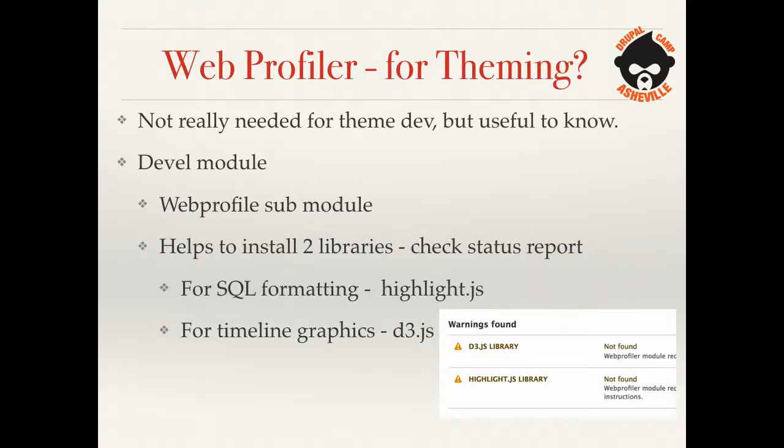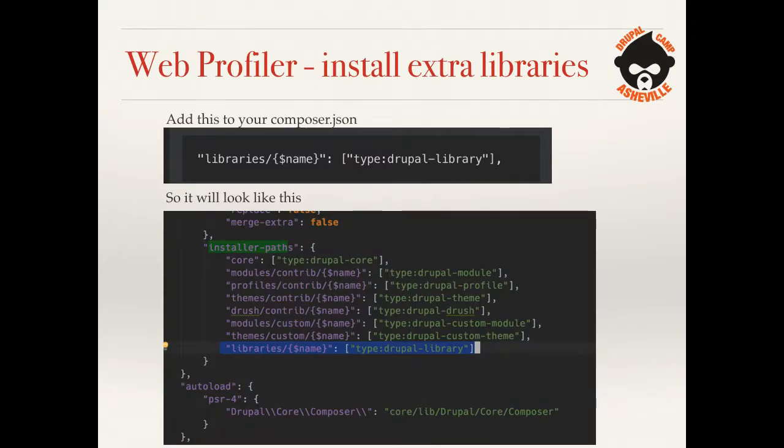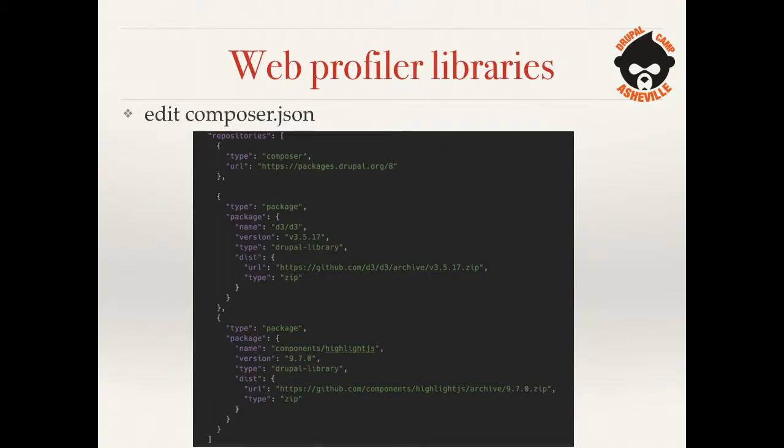To install these libraries is a massive pain in the butt. You kind of have to add this to your composer.json, so it looks like that. So libraries, whatever the library name is, it's type Drupal library. Then you have to add these two packages into your composer.json. This is not something we should really have to do, but unfortunately, this is how we manage it with Composer. You can go and find them and drag them in and drop them in, but we're all going to be managing our sites with Composer before you know it. So let's make sure we do everything with Composer and make sure it all works.